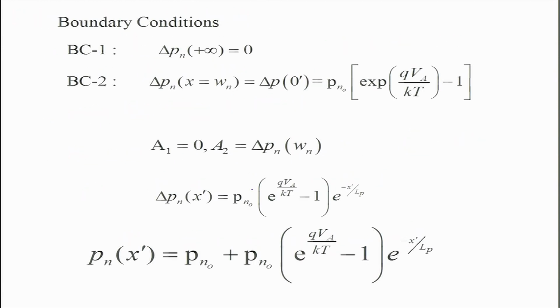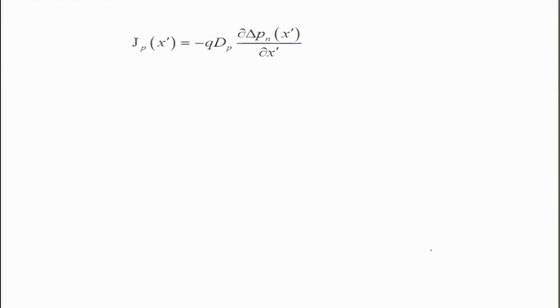So from this we got A1 and A2, and then we can get delta Pn at x prime. It's just substitution now. If you substitute A1 and A2, you get this. So basically Pn of x prime is now equal to Pn naught plus Pn naught into exponential of qVa by kT minus 1 into exponential of minus x prime divided by Lp.